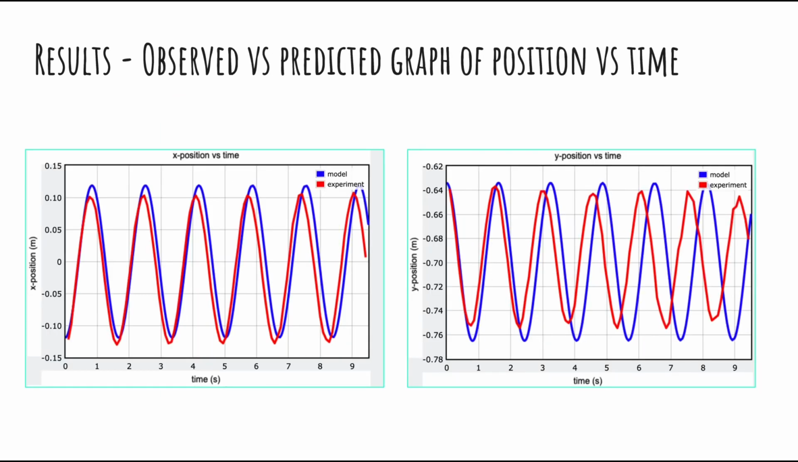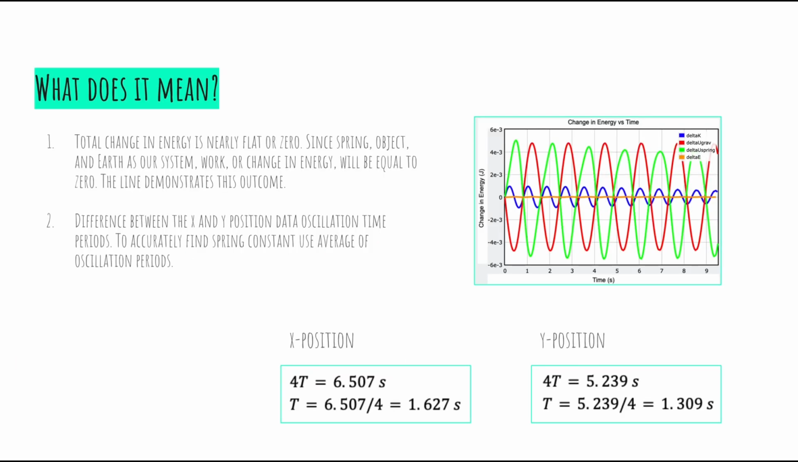Here are the graphs showing the observed versus predicted models and their positions versus time. In both graphs, we can see that there is some slight deviation, more so in the y position graphs, which could be due to the fact that I used the x coordinates for the period of oscillation to find my spring constant. What does it mean?